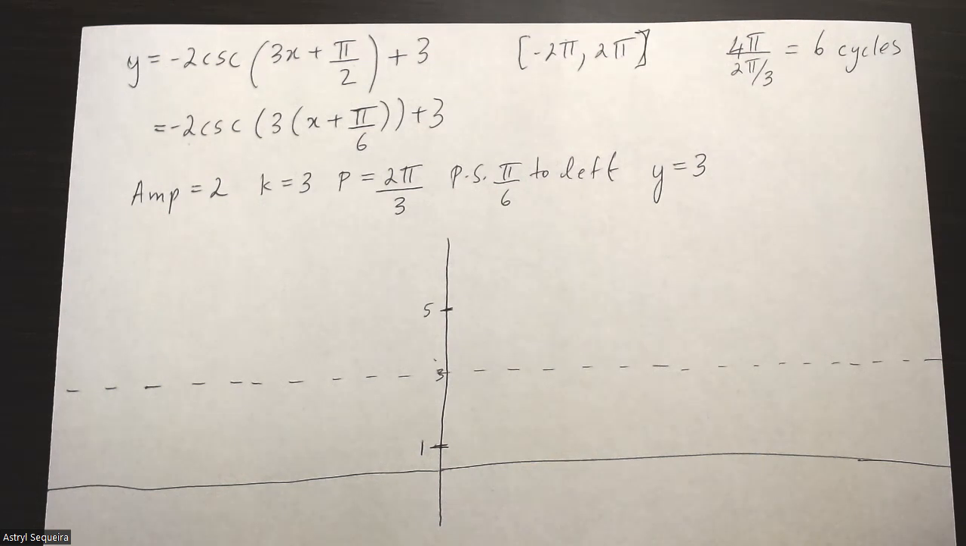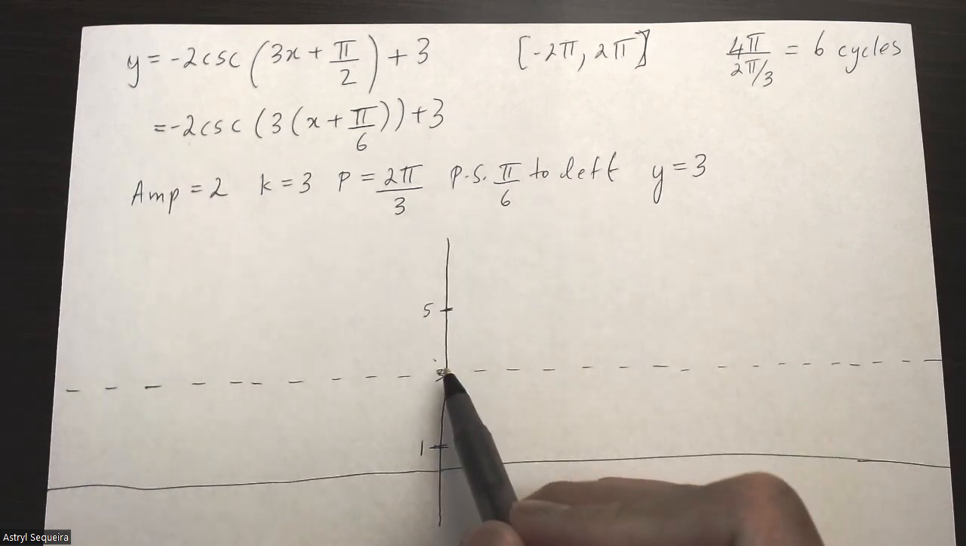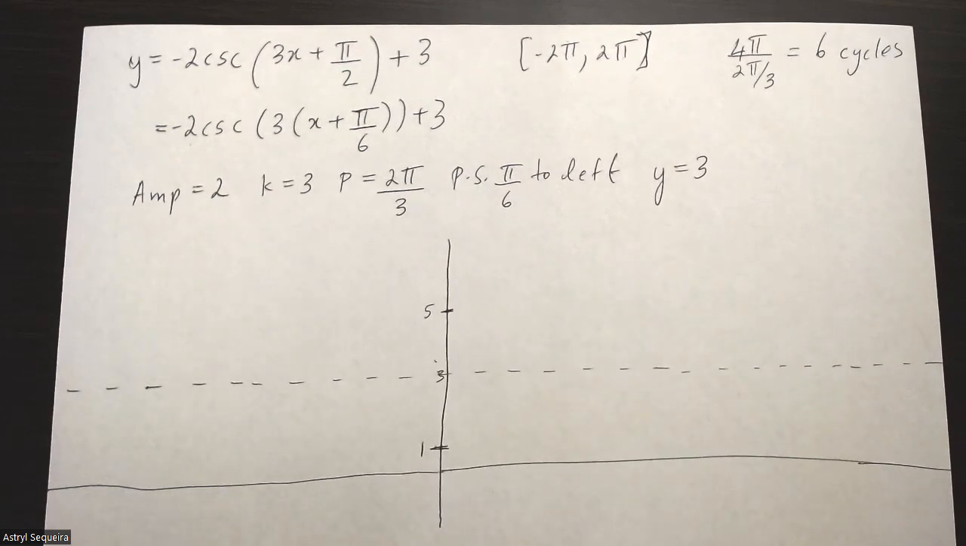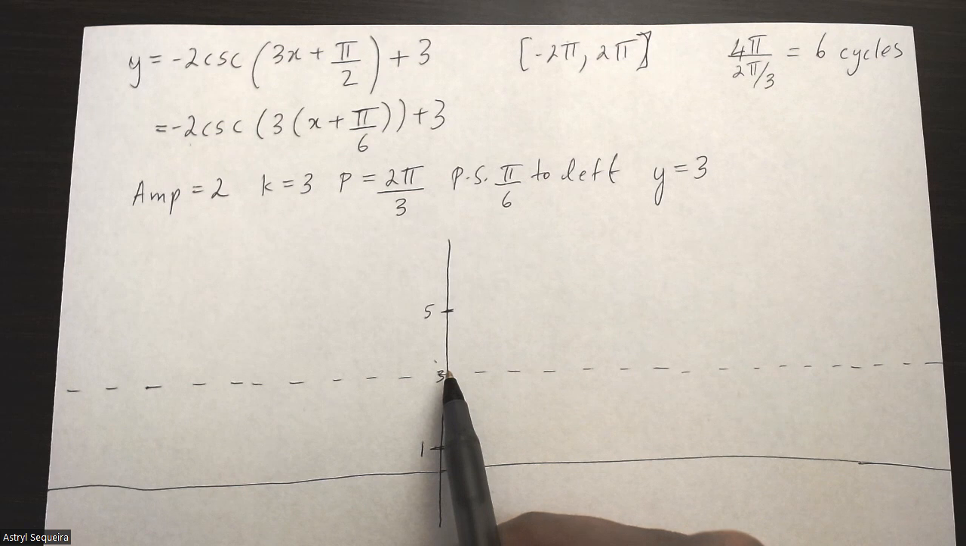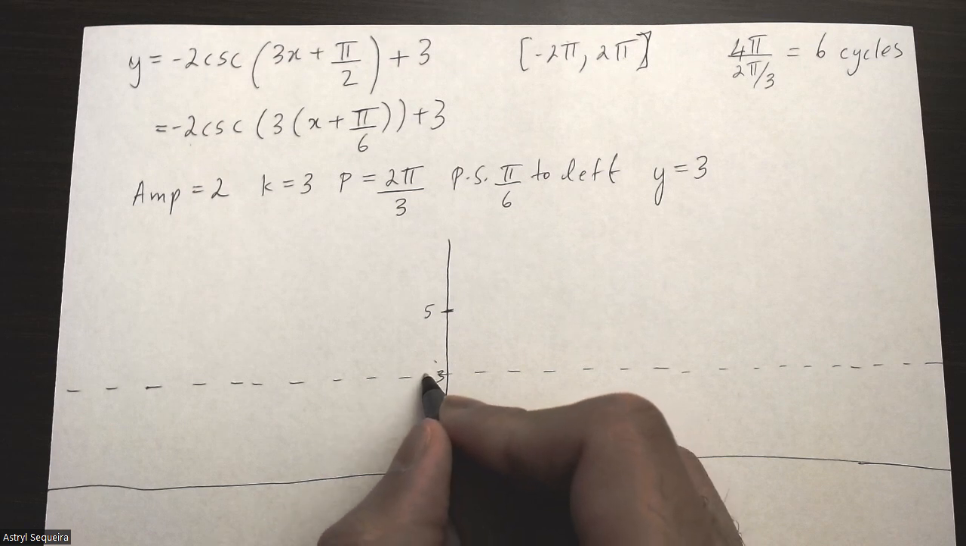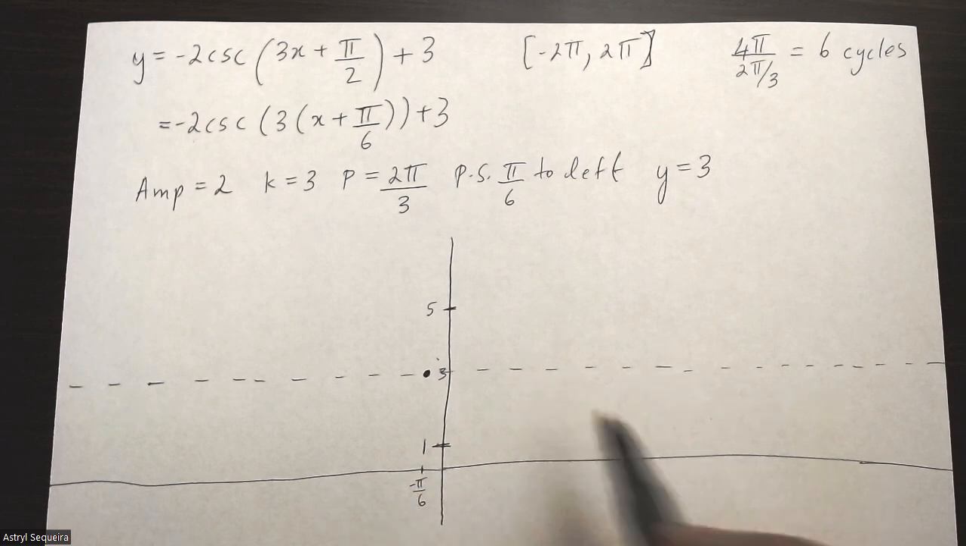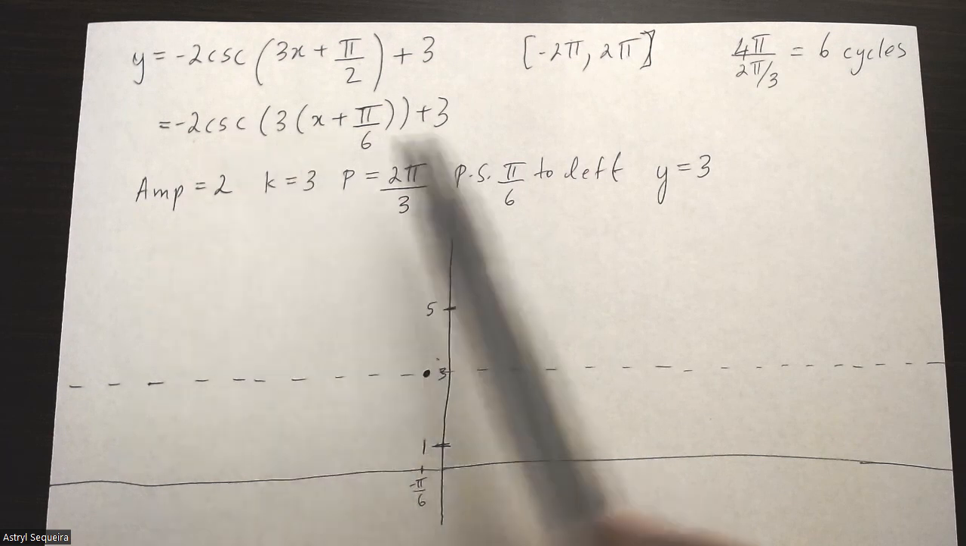So let's think about your key points for a negative sine function. A negative sine function normally starts on the axis over here, but we're shifted pi over 6 to the left. So normally I would start over here, but I'm shifting pi over 6 to the left, which is basically going to be, I'll keep it pretty close to axis because I want to make sure I fit this. I'm going to keep this point over here, which is basically negative pi over 6.